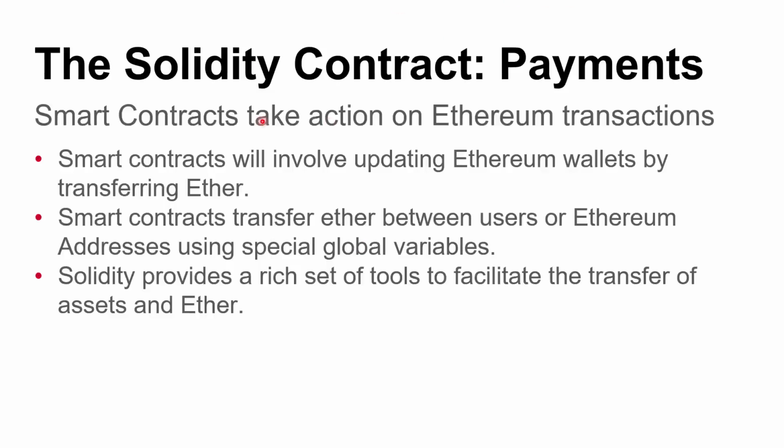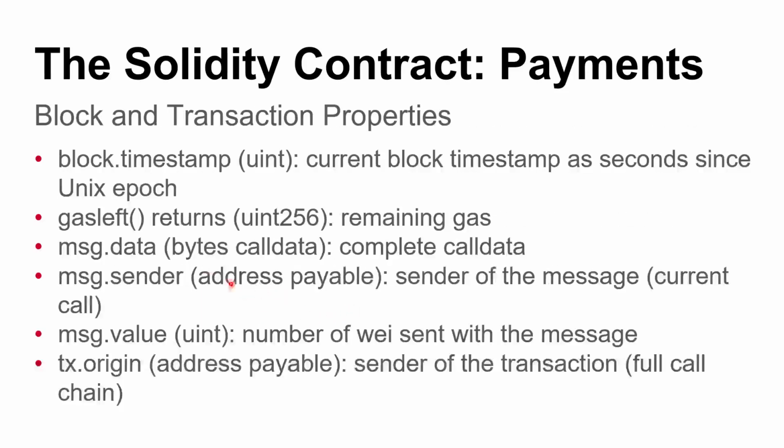So smart contracts take action on Ethereum transactions. So smart contracts will involve updating Ethereum wallets by transferring Ether. Smart contracts transfer Ether between users or Ethereum addresses using special global variables. And Solidity provides a rich set of tools to facilitate the transfer of assets and Ether.